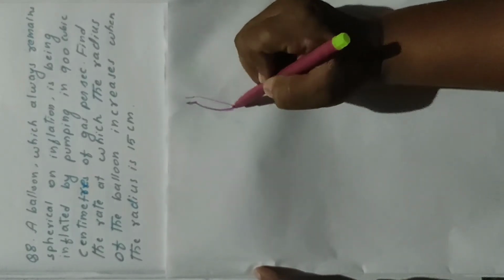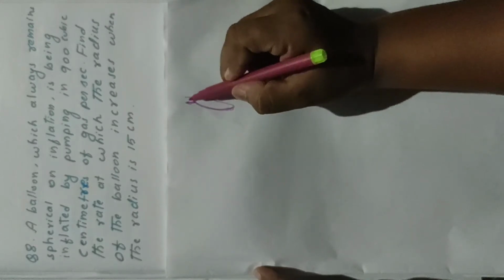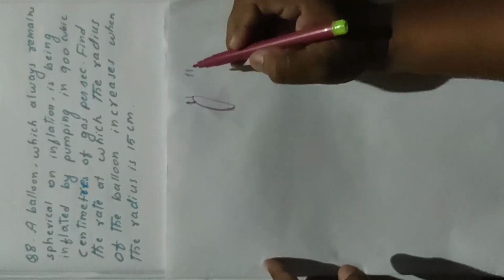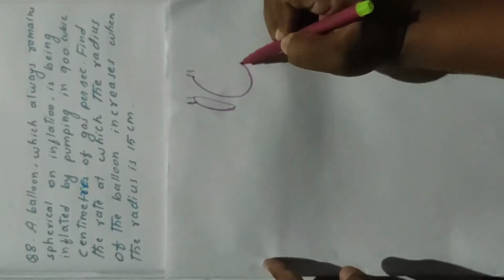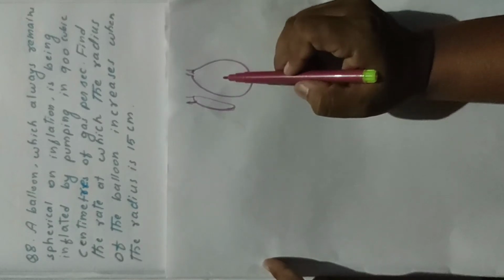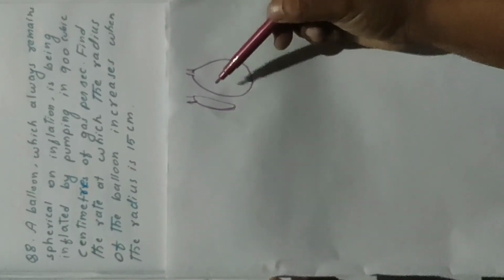It is a flattened balloon. After pumping this balloon, it becomes spherical in shape, isn't it? After pumping, it became spherical in shape. This pumping of the balloon is called what? Inflation.